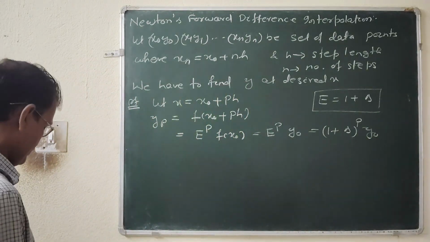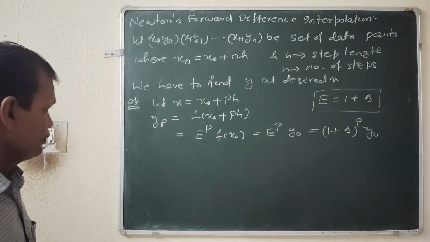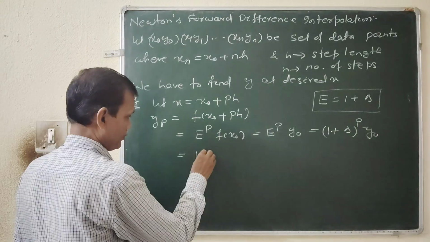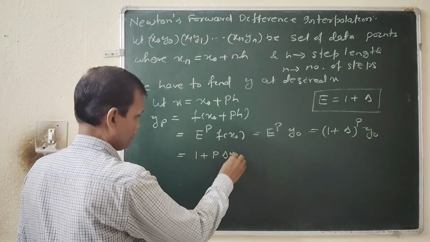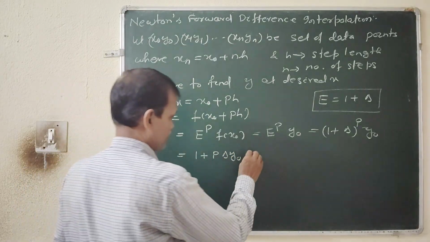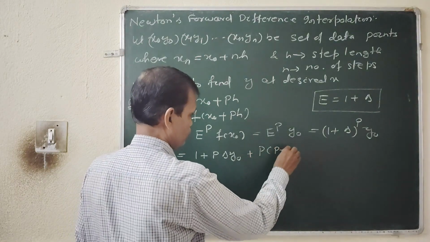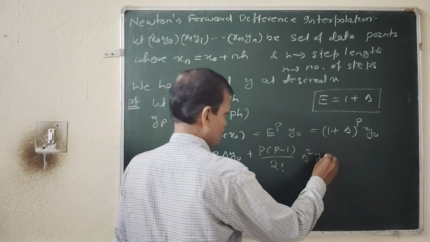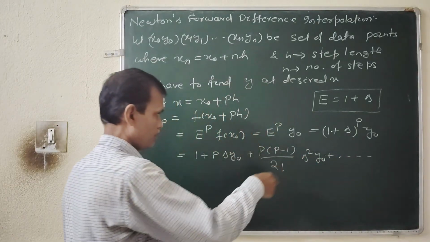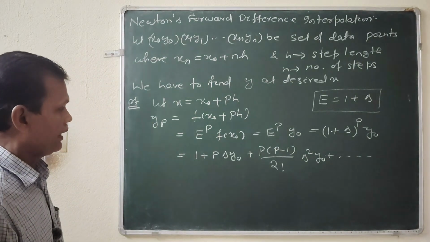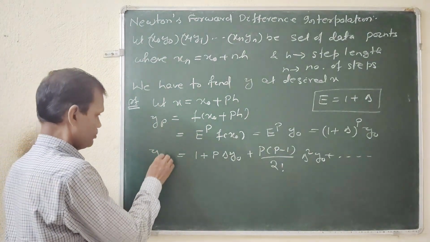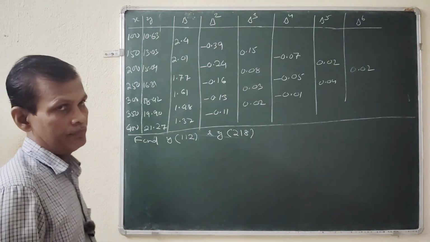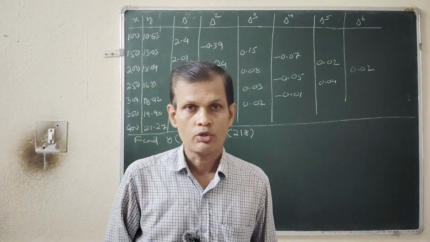Okay, and then using binomial expansion, we can write it as 1 plus p delta y0 plus p into (p minus 1) by 2 factorial delta square y0 and so on. So this is the formula from binomial expansion. Okay, and this is nothing but our Newton's forward interpolation formula. Okay, now we will work out a problem using Newton's forward difference interpolation formula.